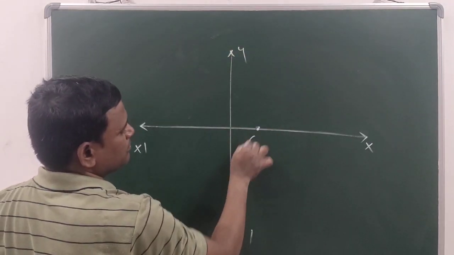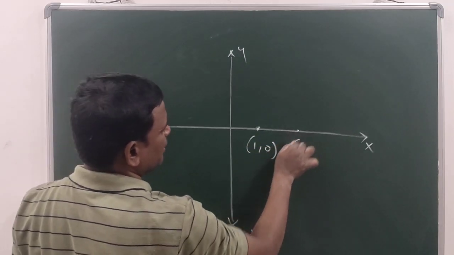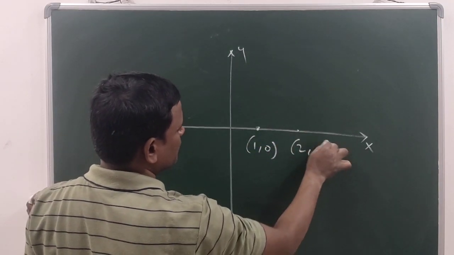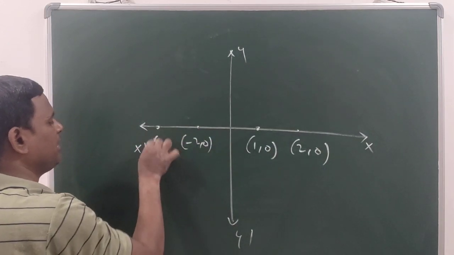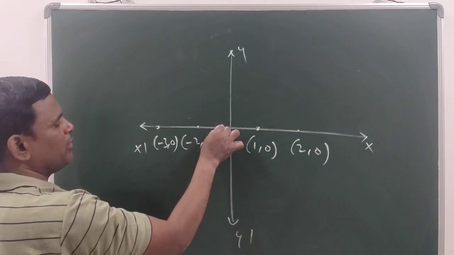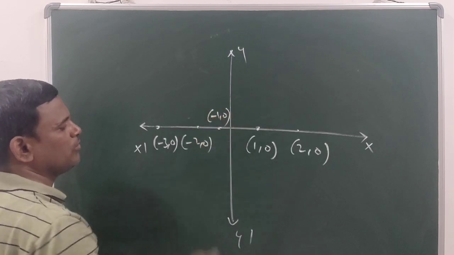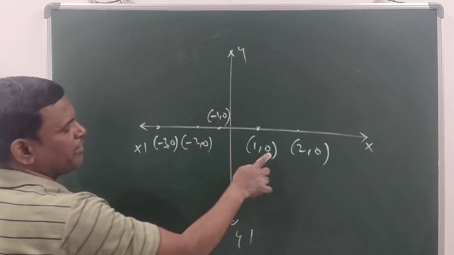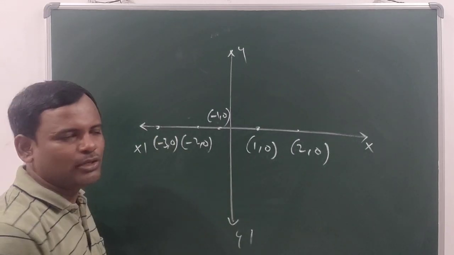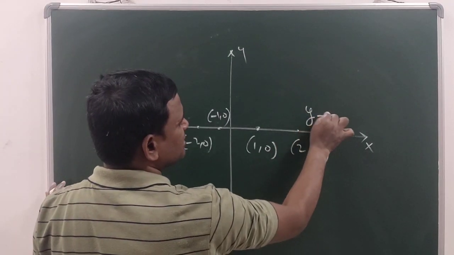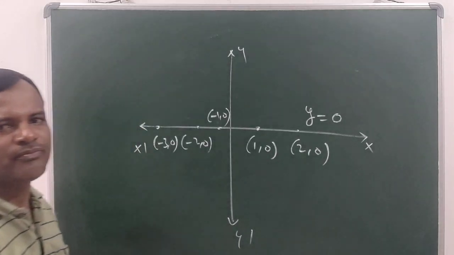Okay, so here 1 comma 0, here 2 comma 0, here minus 2 comma 0, here minus 3 comma 0, here you make it minus 1 comma 0. What are you people observing? The y coordinate of every point on the x-axis is 0. Hence the equation of x-axis is y equal to 0.